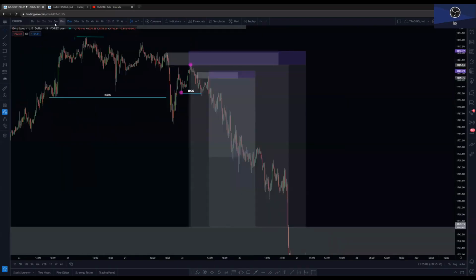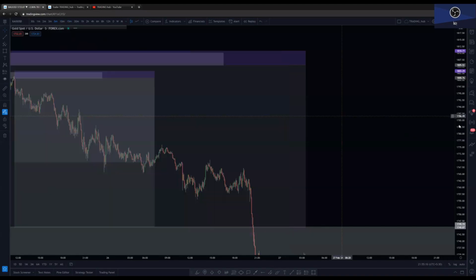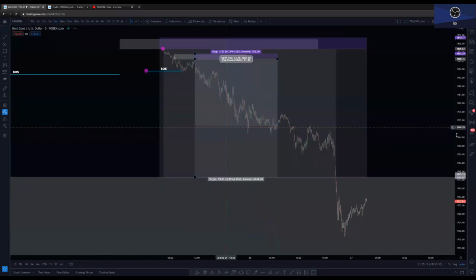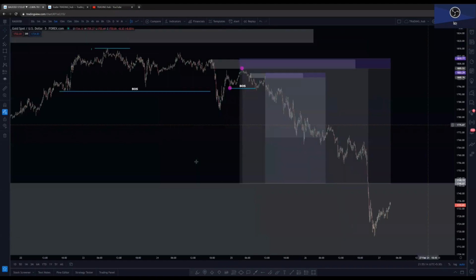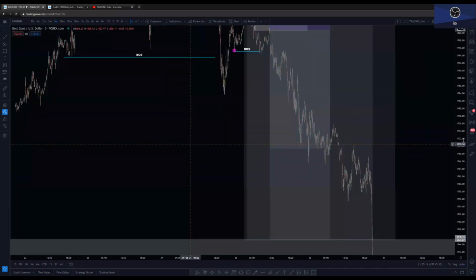If you move to a more lower time frame, a 5-minute structure, then you can refine your entry here.